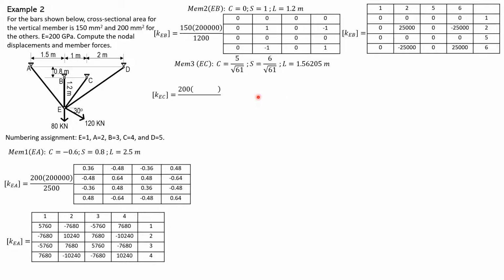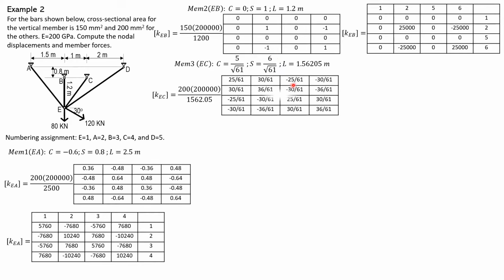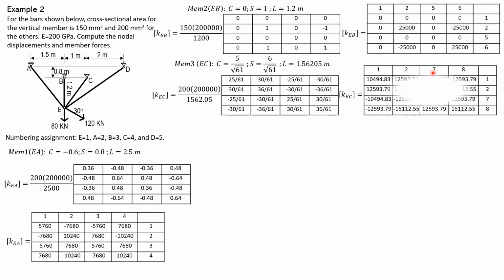Then its stiffness is area, modulus of elasticity, then divided by length, times C square, so 25 over 61. CS is 30 over 61. Then there are negatives here. Then this is CS, 30 over 61. This is S square, so 6 over square root of 61 square is 36 over 61. Then there are negatives. Then copy, and you also copy this here. Simplifying, AEC equals these values. So you just verify them.